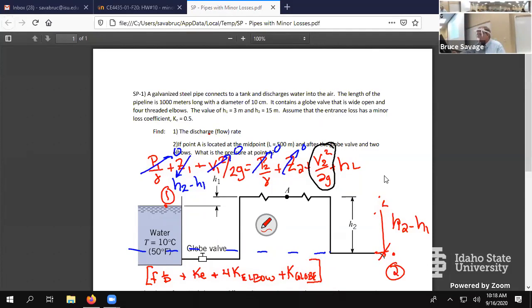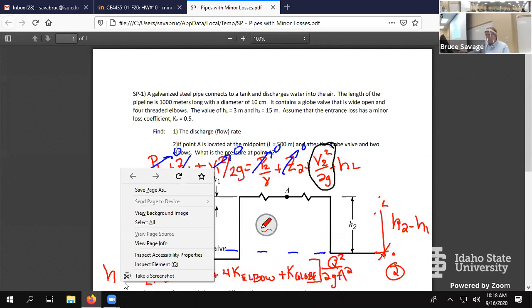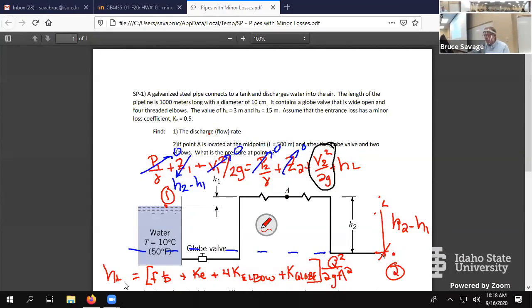Okay, and we take all that and multiply it by Q squared divided by 2g A squared. If we stick this in, then that equals the head loss, and that would go up here, right there.